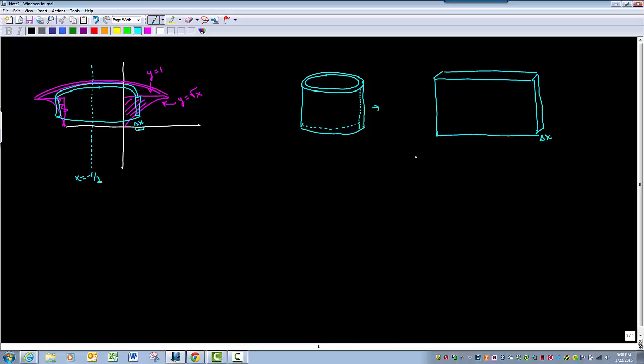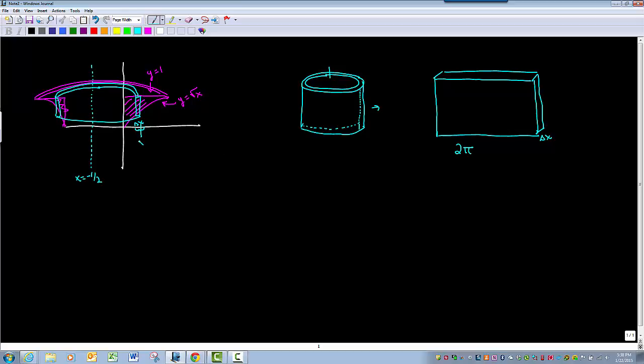Now this big base length is this whole shell unwrapped. If we cut it right here and unwrap it, this length going across is the length around, the circumference. To know the circumference, we know the circumference is 2 pi times the radius. Well, what is the radius?